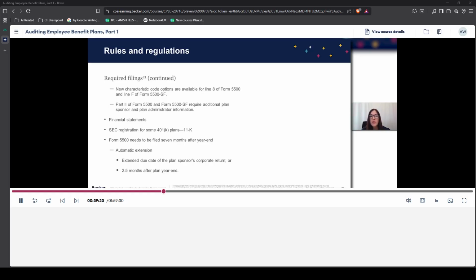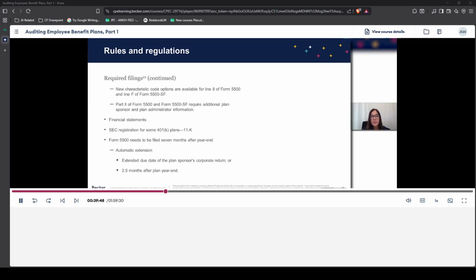But generally, for all of your other benefit plans that are not 11K, the 5500 is due 7 months after the plan's year end. So for a calendar year-end plan, that initial filing deadline would be July 31st. That's for, again, calendar year-end plans, a 7-month deadline, which would be July 31st. And there are two ways that that filing can be extended.